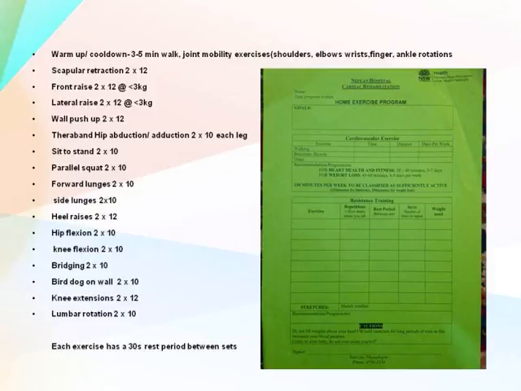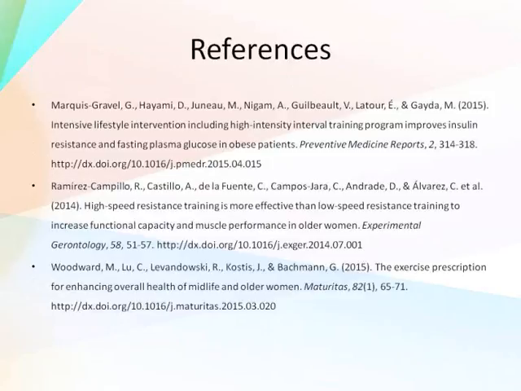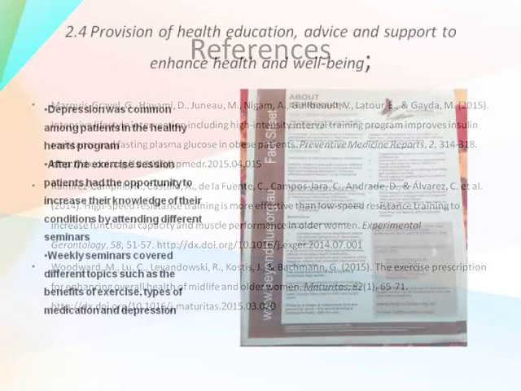Combining the interval training with the resistance exercises, i.e. dumbbells and therabands, will help in reducing insulin resistance, as supported by Marquis-Garvel findings in 2015. Ramirez-Campillo et al. 2014 also supports the benefits of resistance exercise, with evidence that resistance training improves functional capacity, muscle performance, and quality of life in older women, favoring high-speed programs for greater gains than low-speed exercise programs.